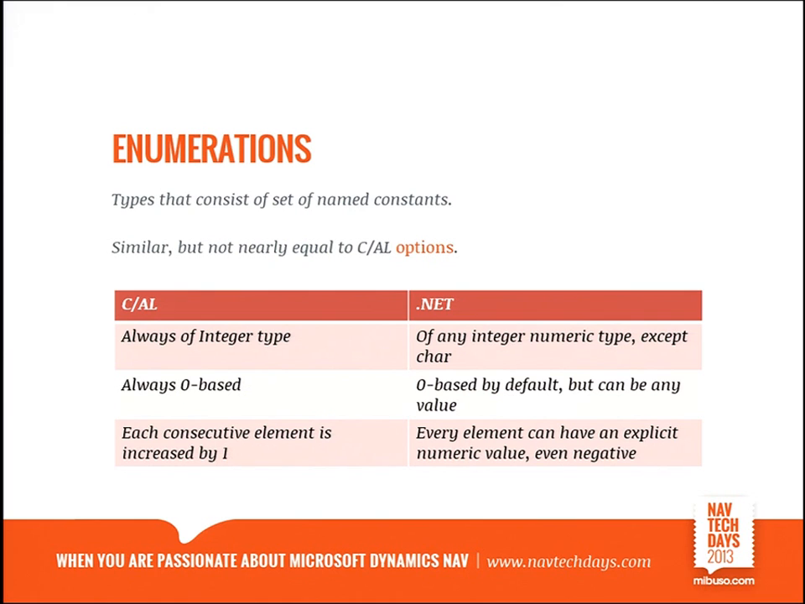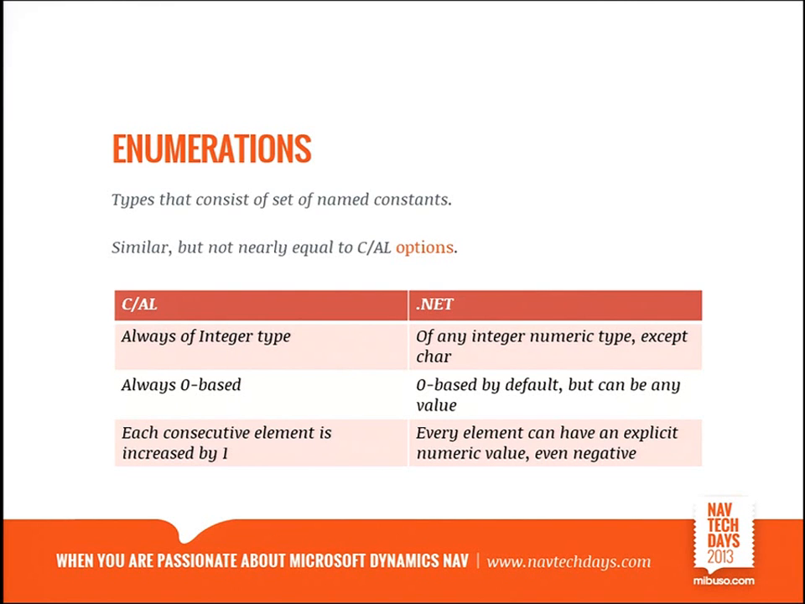Here we have another concept, which is enumerations. These are more or less equal to options in NAV with some differences. Enumerations are simply collections of named constants. For example, document type in table 36, you have named constants like quote, which is 0, then order, which is 1, etc. So these are options in C/AL or NAV, and a similar concept in .NET is enumerations.